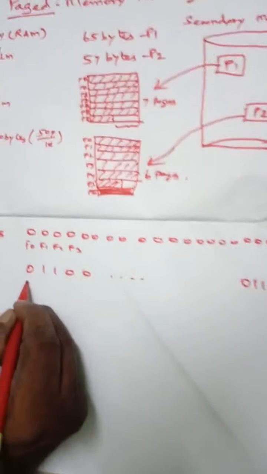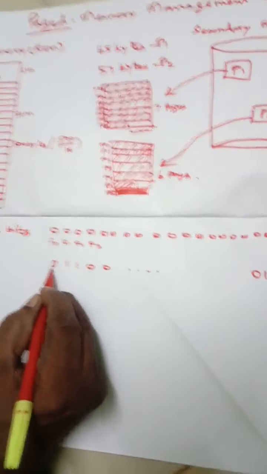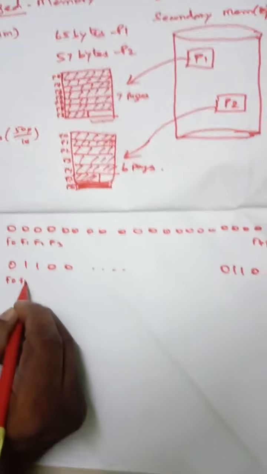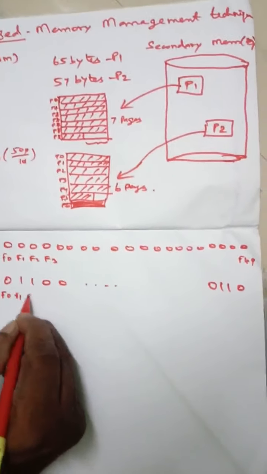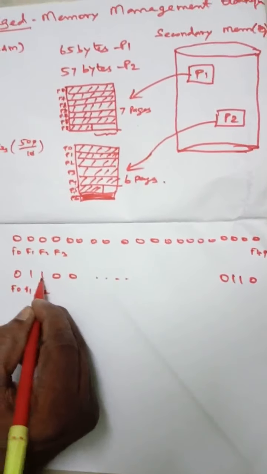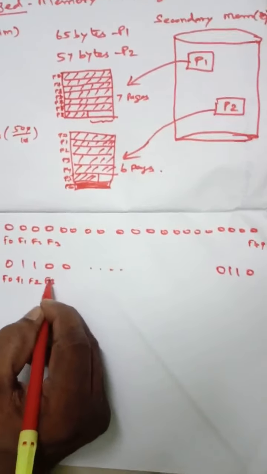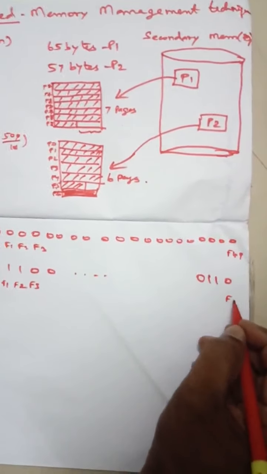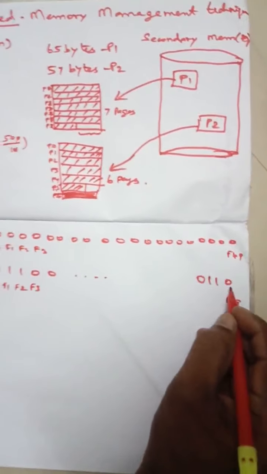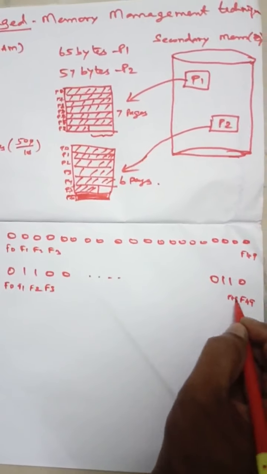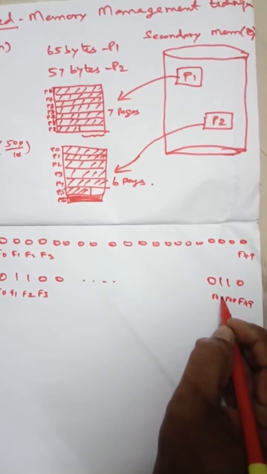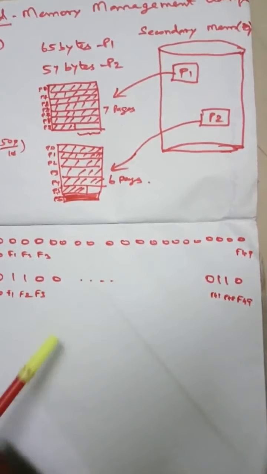So the first frame's status is 0. So frame 0 unallocated. Next, frame 1 is allocated. Frame 2 is also allocated. Frame 3 unallocated. Likewise, this is frame 49. It is unallocated. Frame 48 is allocated already. Likewise, frame 47 also. Very clear?